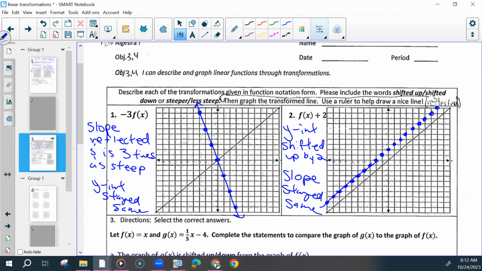And make your line. Instead of writing the words slope stays the same, you could also write same steepness. That would mean the same thing. You have choices with that. We will continue the rest of this tomorrow.